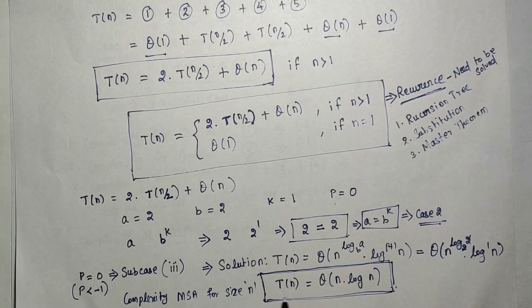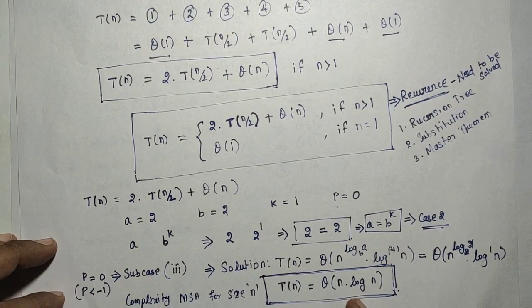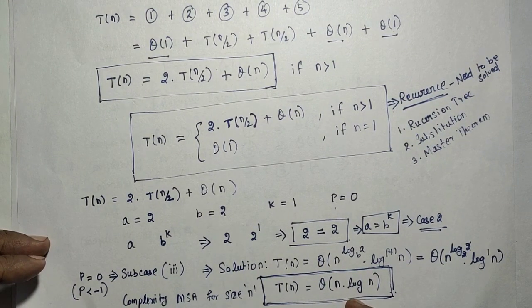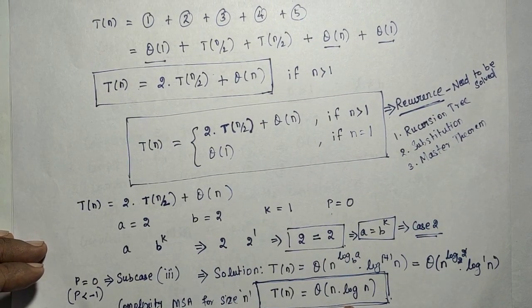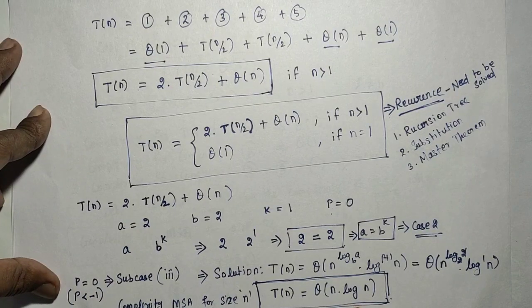When you compare it with the previous algorithms, the complexity was O of n cube and O of n square. Compared to those, this is less than those 2 algorithms. So among these 3, this is the best one. Try to learn this complexity analysis for recurrences or recursive algorithms. If you have a doubt, you can ask. Okay, thank you.